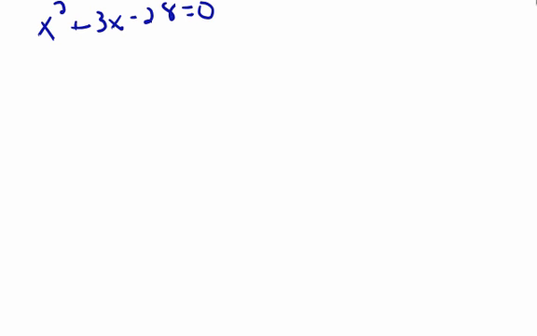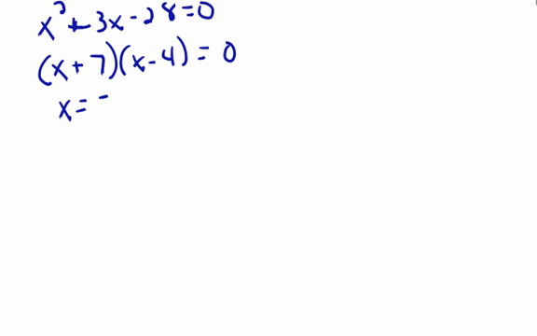Sometimes, when we're given a trinomial equal to 0, we can use the factoring method. And we'll find the factors of negative 28 that add up to 3. Well, that would be x plus 7 times x minus 4 equals 0. Now we factor the left side, giving us two factors that equal 0. So one of the factors has to be 0. So either x equals negative 7 or positive 4 are the solutions to this problem.